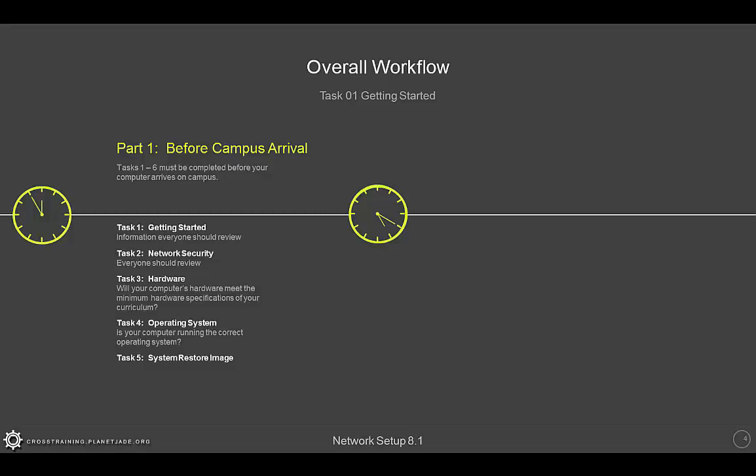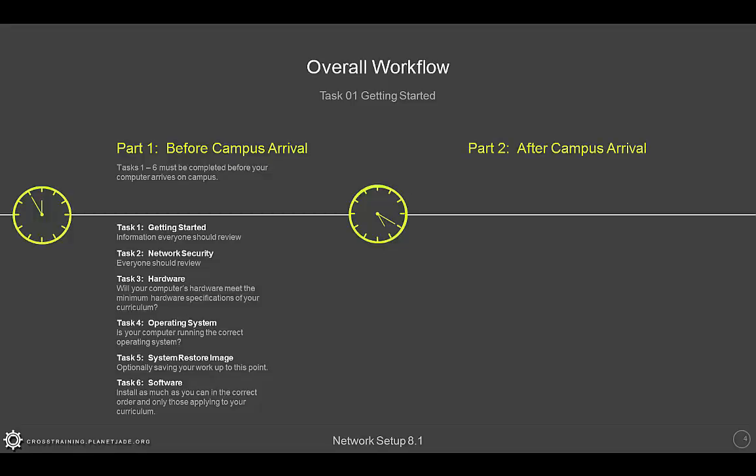Task 6 covers software installation. This step covers certain applications that you'll need to install within a certain order. So you want to install as much as you can in the correct order, and only those applications applying to your curriculum. Once you've made it this far, you're pretty much prepared to bring your computer on campus.